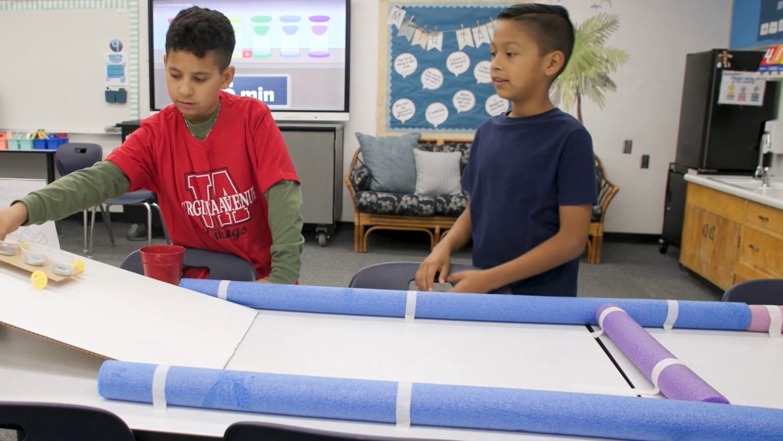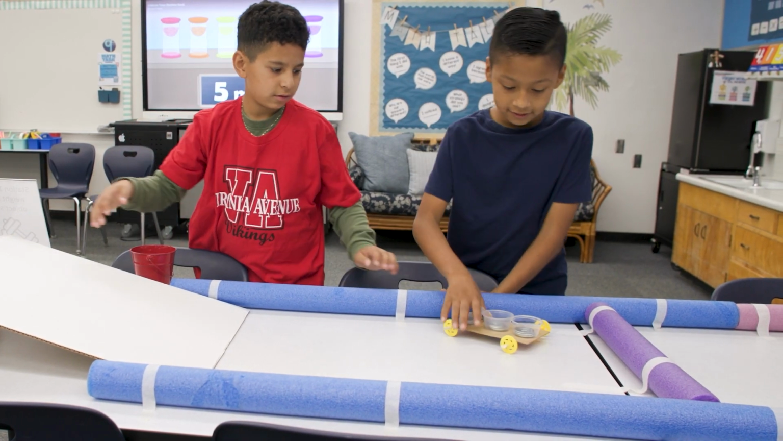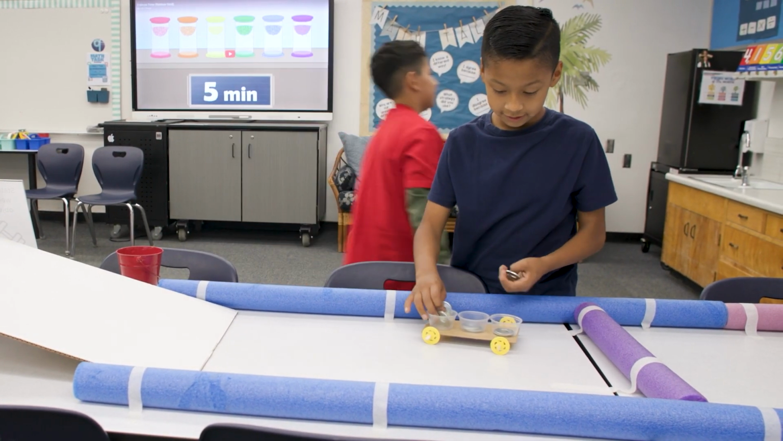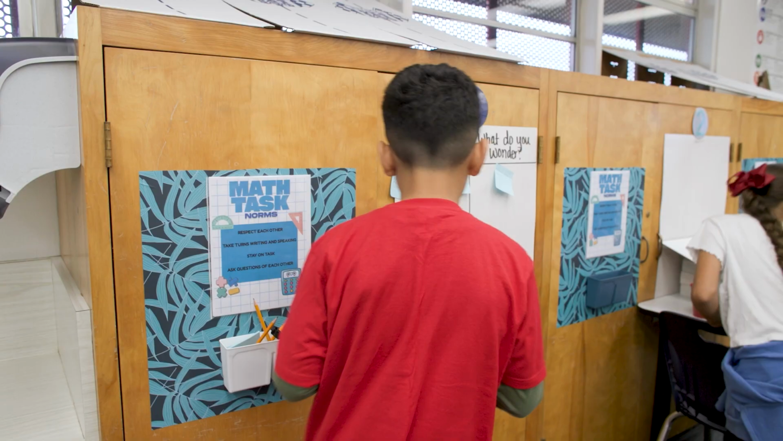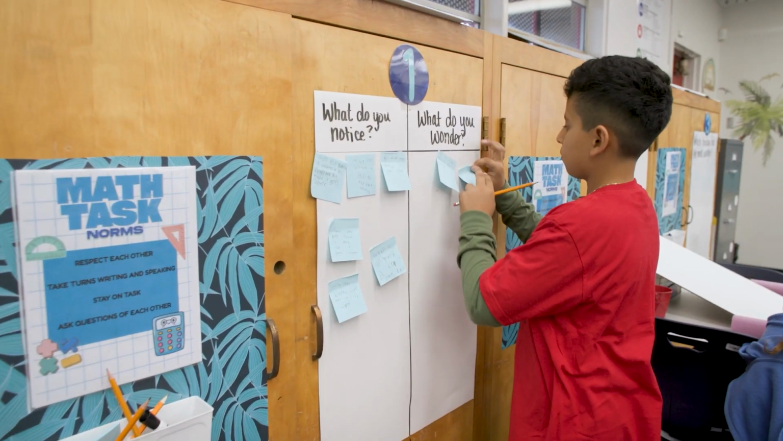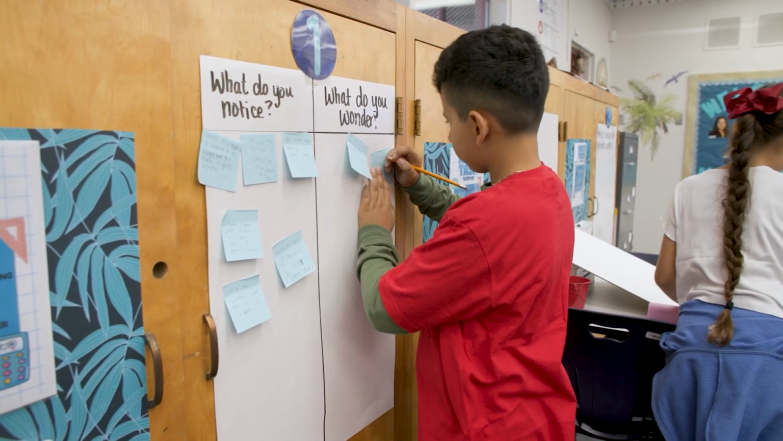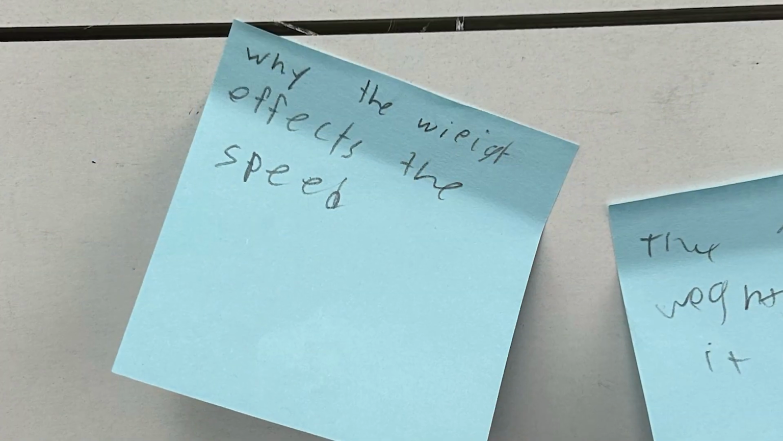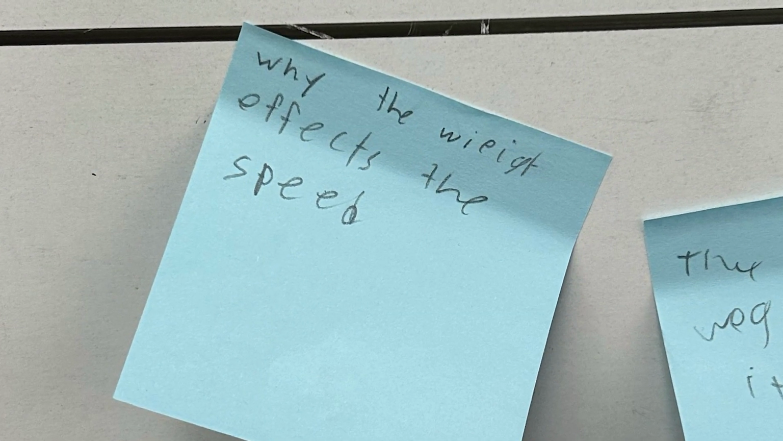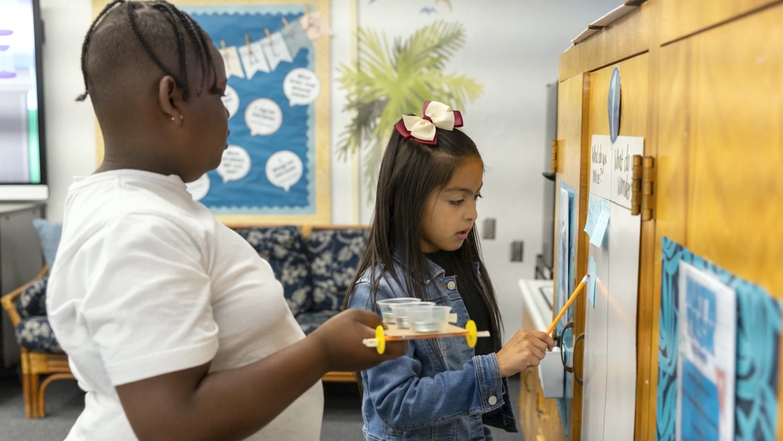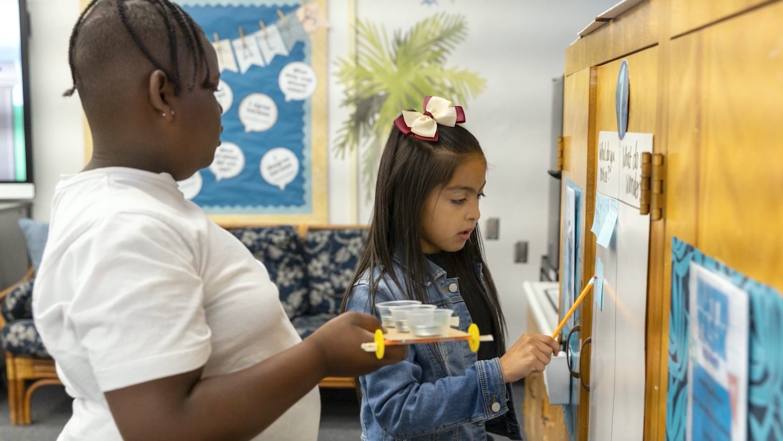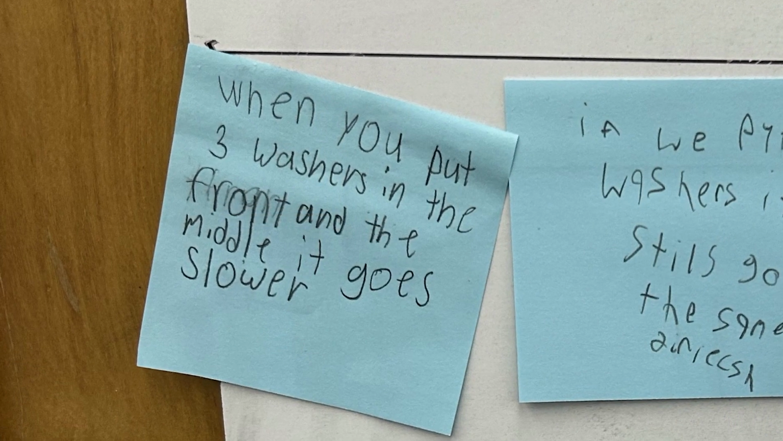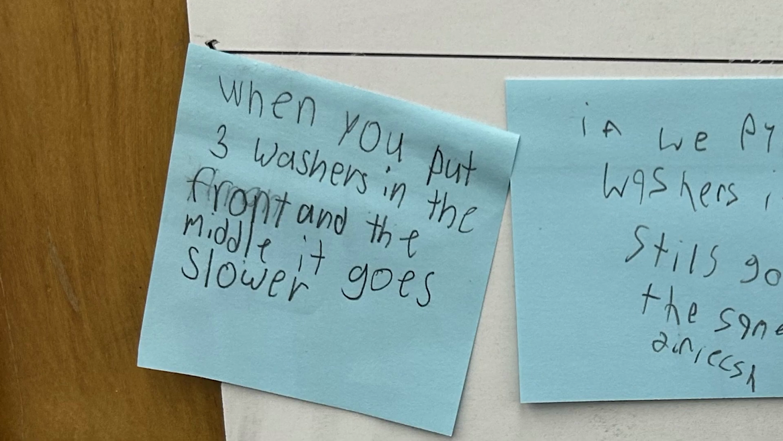Another child is seen redistributing the washers on his vehicle. He then runs it down the ramp and walks to the Notices and Wonderings chart to record his observation. On a Post-it note, the child writes, why the weight affects the speed. A photo is shown of another pair of students at the chart writing on a Post-it note. It says, when you put 3 washers in the front and middle, it goes slower.